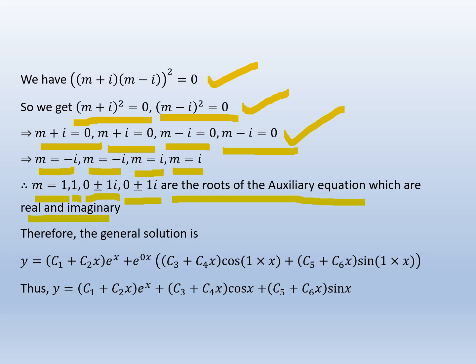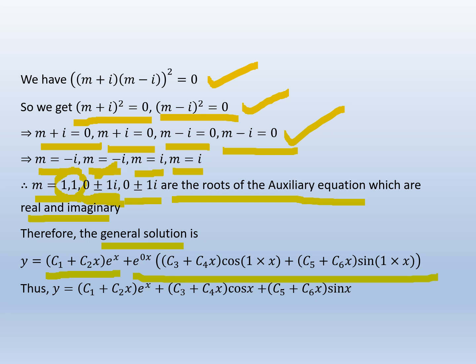Using these roots, we write the general solution of the given differential equation. Here, the root 1 is repeated for 2 times. So, the independent solution will be like this: (C1 + C2 x) e^x. Here, the conjugate pair 0 ± 1i is repeated for 2 times. So, the independent solution will be like this: e^(0x) [(C3 + C4 x) cos(1·x) + (C5 + C6 x) sin(1·x)].